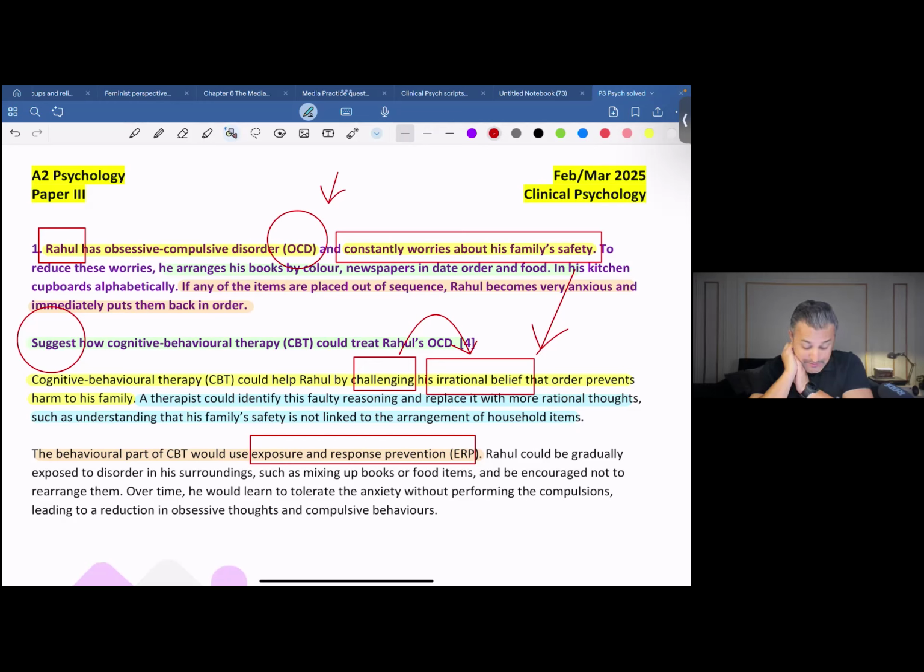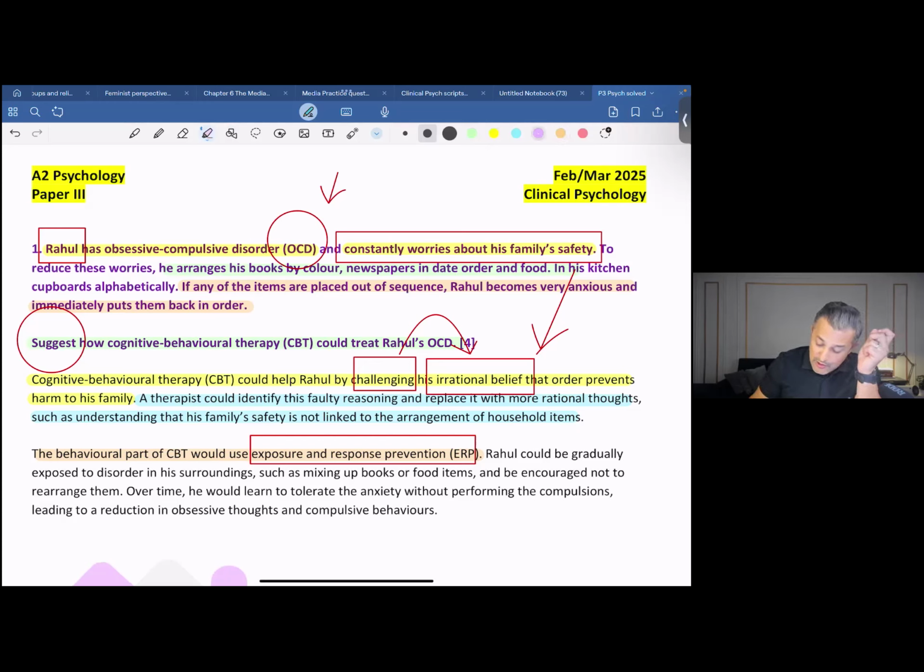The behavioral part of CBT would use exposure and response prevention. So what is exposure and response prevention? As the name again suggests, you expose your patient, let's call Rahul a patient over here, you expose the patient to whatever the object is, whatever the thing is that triggers his anxiousness, right? Over here, what we know is what triggers Rahul's anxiousness is things not being put in sequence. So the behavioral part of CBT would use exposure and response prevention.